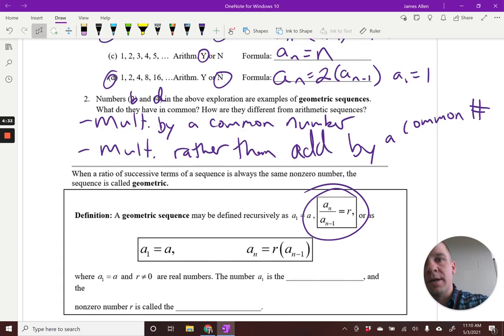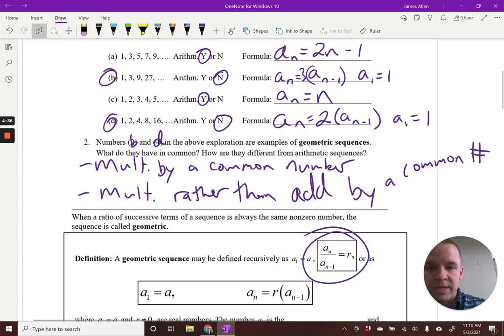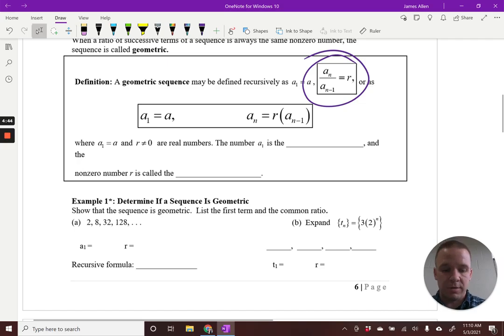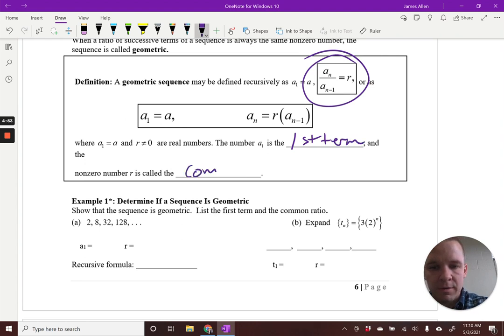That's crazy. So if I look at part D here, if I did 8 divided by 4, that's 2, right? That's my common ratio. 4 divided by 2, that's 2. That's my common ratio here. All right? And that's what we got with geometric. So here we got the number a sub 1 is the first term, and the non-zero number r is called the common ratio. Before it was the common difference, now common ratio. Boom. I like it. It's awesome and fantastic. Okay.